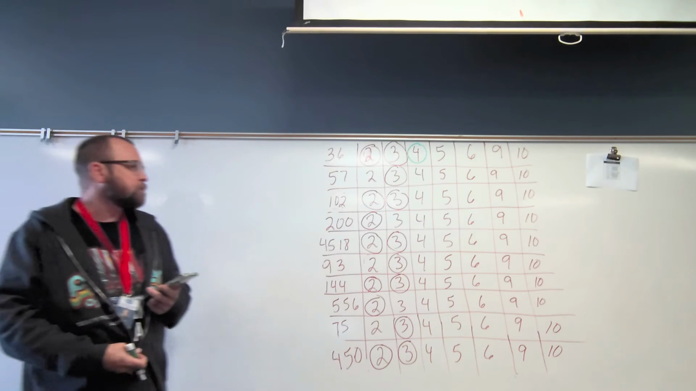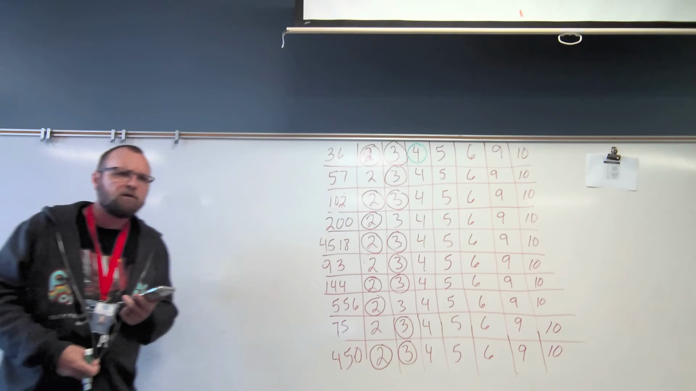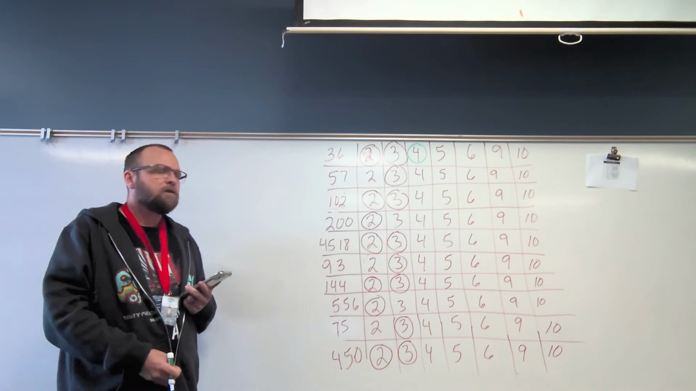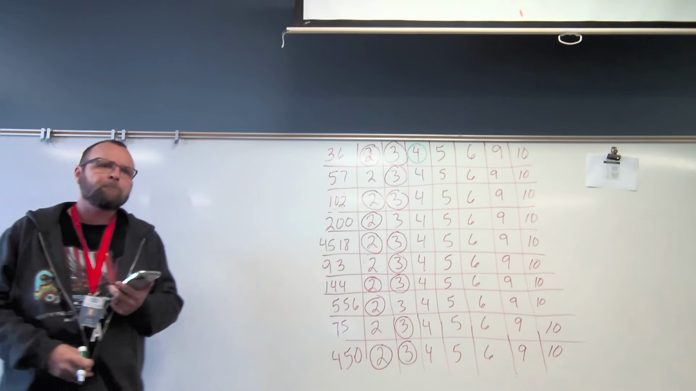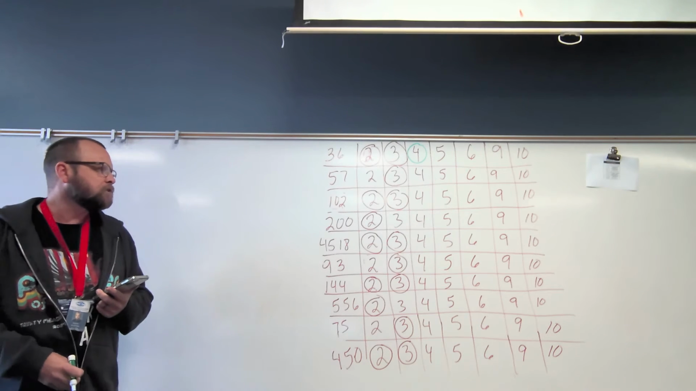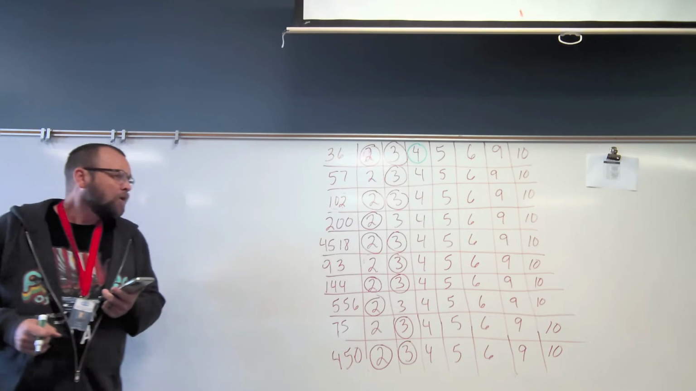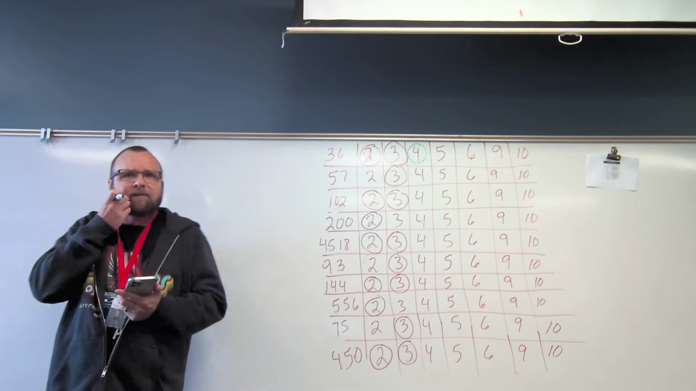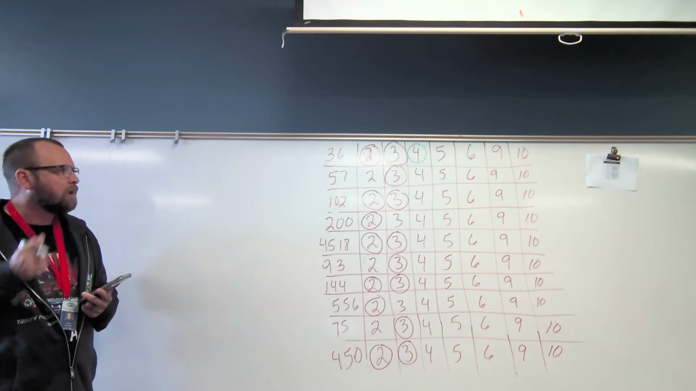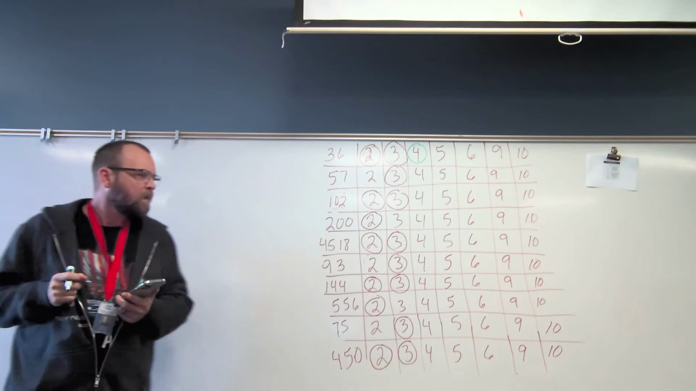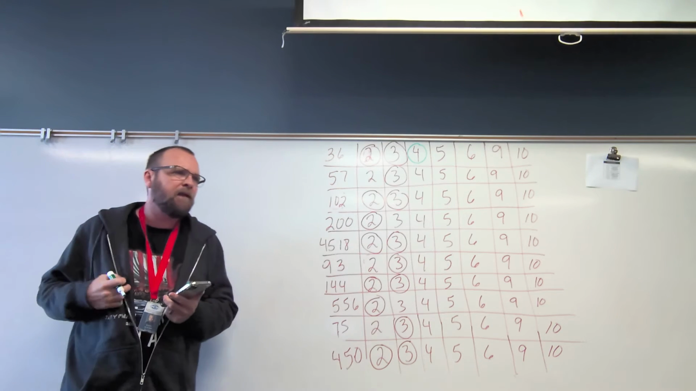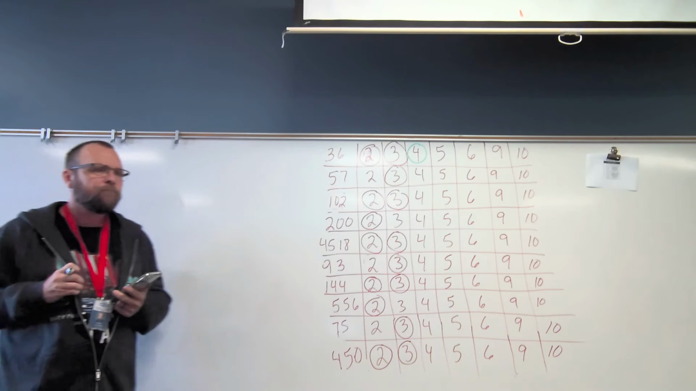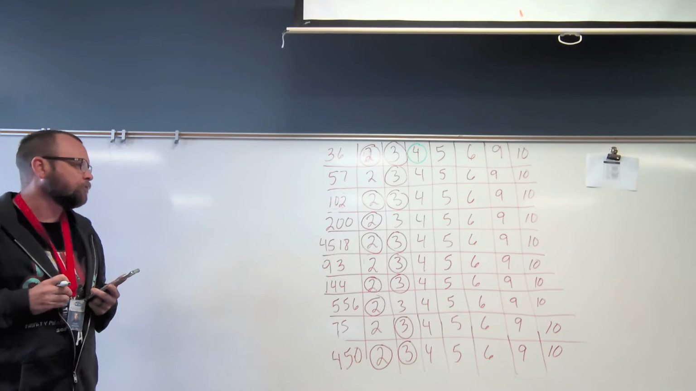Jonah, the last two digits in the number 200 are? 0. Does 4 go into 0 evenly? No. So it's not divisible by 4. Let's see. Jason, 4,518. What are the last two digits of 4,518? 18. Does 4 go into 18 evenly? Yes. Wait. No. It does not go into 18 evenly.